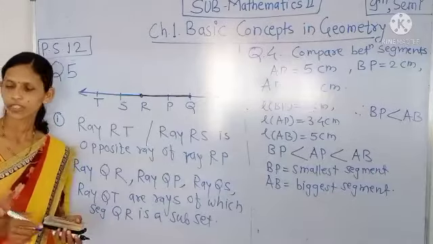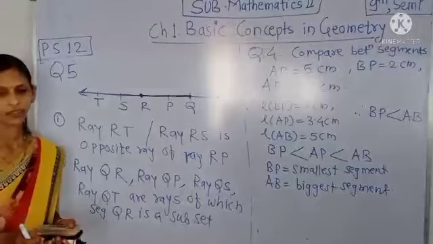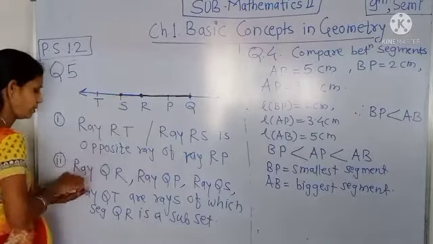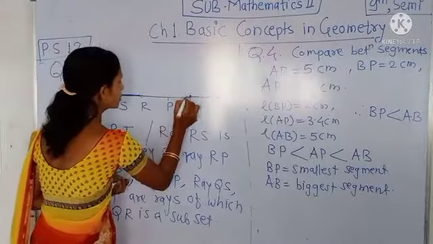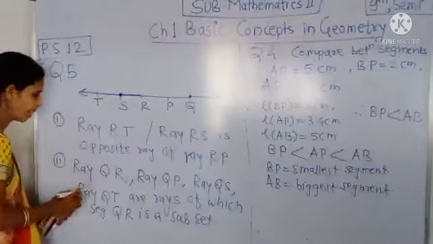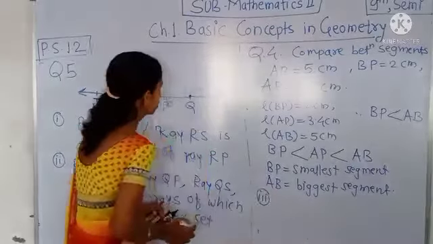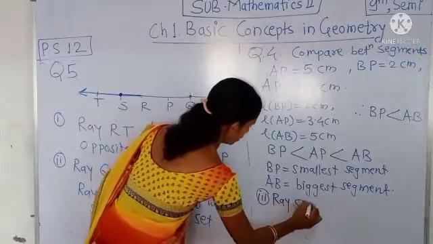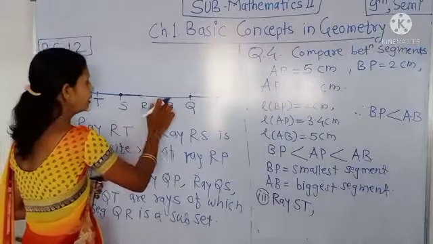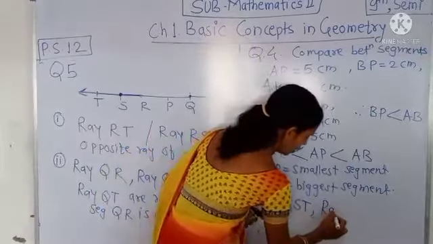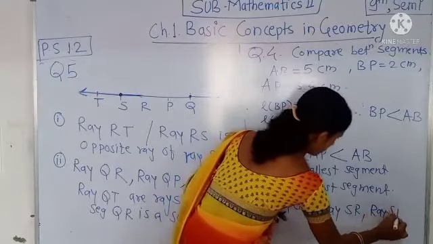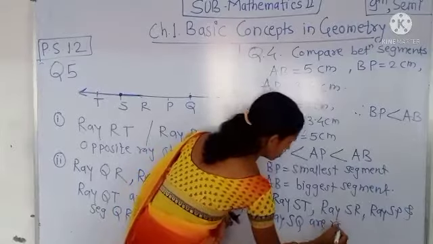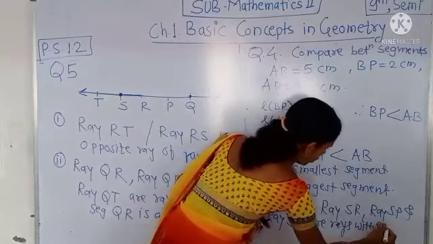Then the last question is: write the rays with endpoint S. See here, focus on point S, and we have to write the rays which start from point S. The solution of question 3 is ray ST, ray SR, ray SP, and ray SQ. These are the rays with endpoint S.